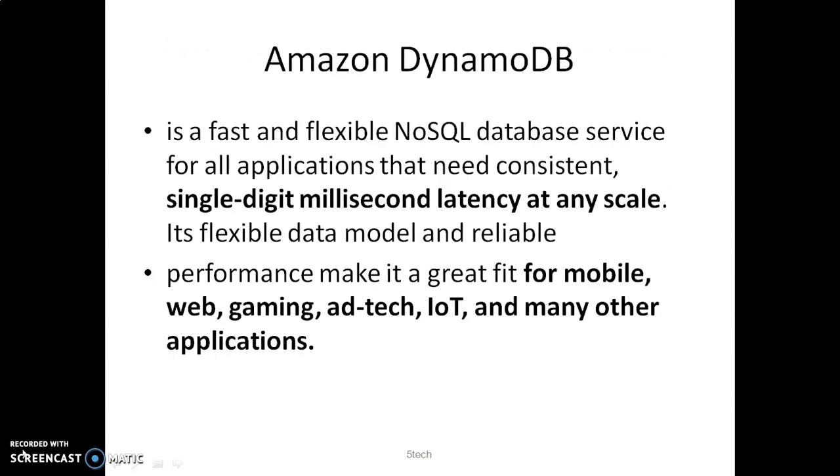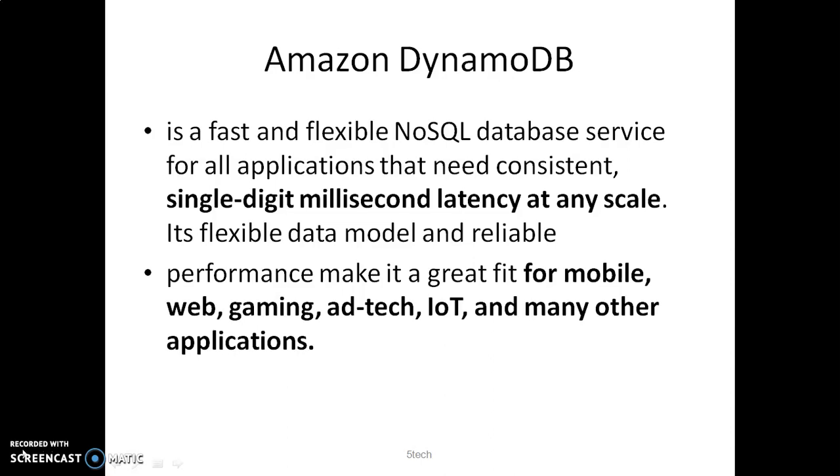The next type is DynamoDB. It is a fast and flexible NoSQL database service for all applications that need consistent single digit millisecond latency at any scale. So the data can be of any size, which can be managed by DynamoDB, and millisecond latency is a very important factor here, which I have highlighted. Millisecond latency means frequent access of data at this pace should not have any issues. So it can manage single digit millisecond latency at any scale. It's a flexible data model and reliable.